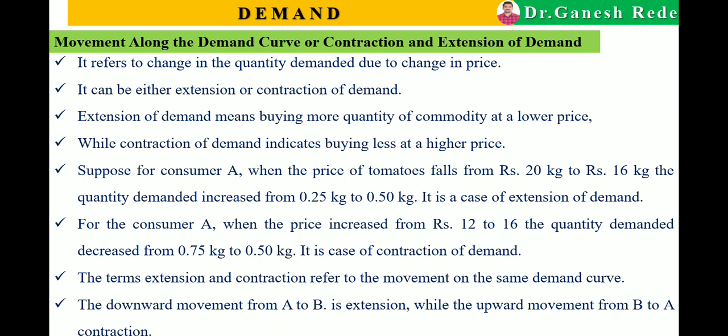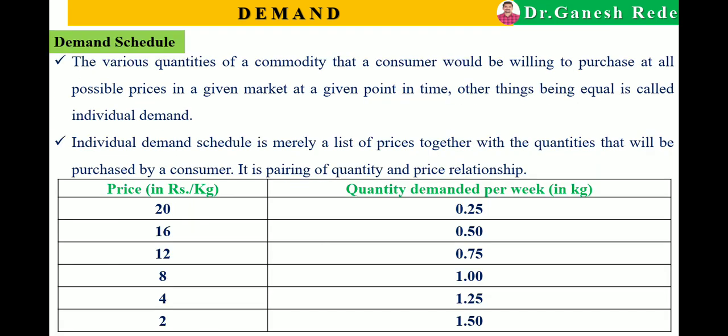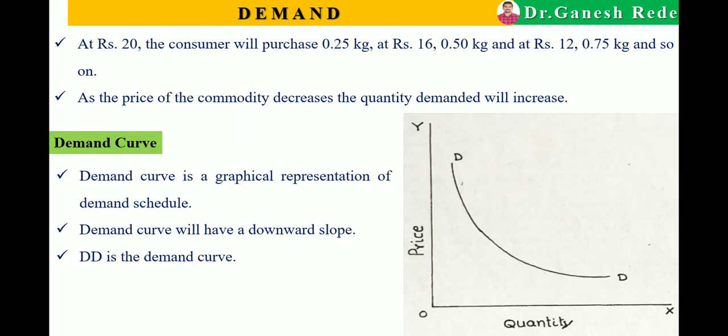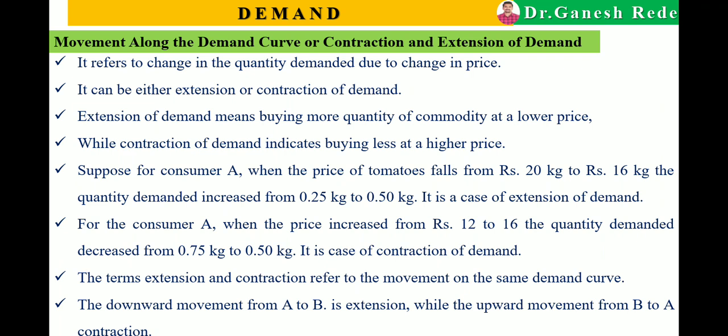Suppose for consumer A, when the price of tomato falls from 20 to 16, we have taken the example of 20 to 16. As the price falls, the quantity demanded increases. That is the extension of demand: at a lower price that consumer is getting more quantity of that particular good. It is a case of extension of demand.